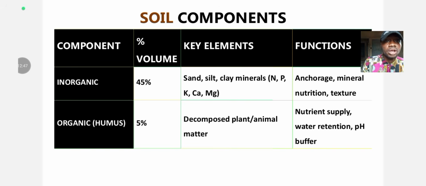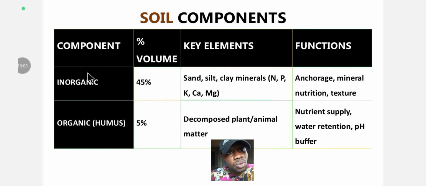Now let's look at the soil components. Okay, we have the components, the percentage by volume, the key elements found, and the functions. All right, now let's look at the first, which is what? The components of the soil. We have the organic and inorganic components.